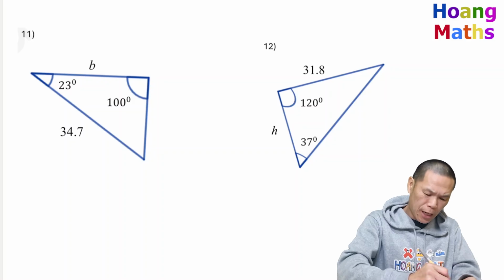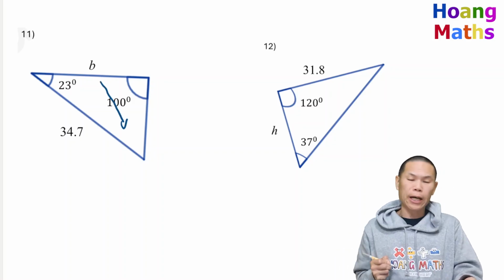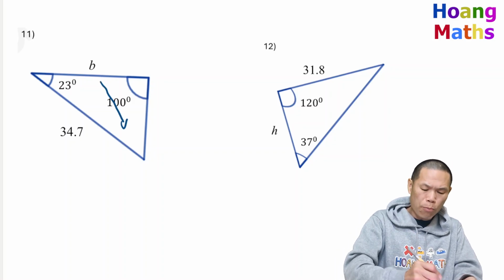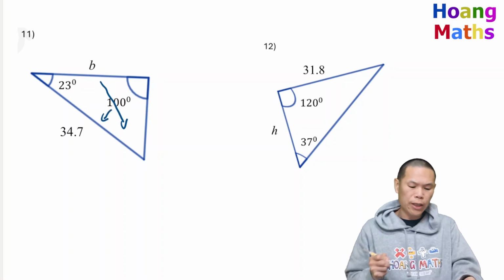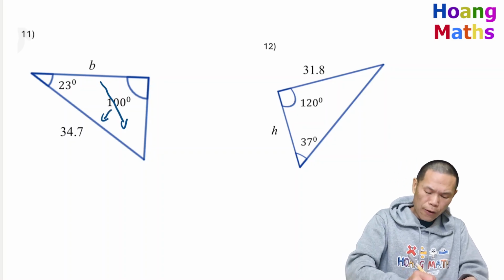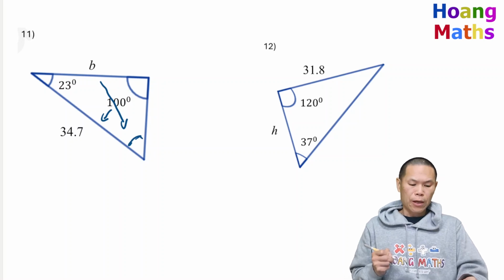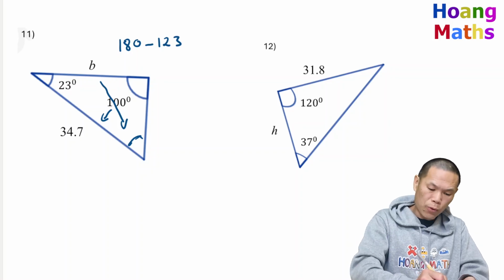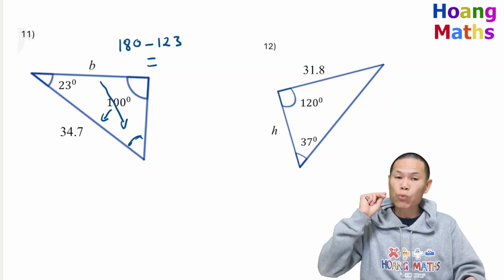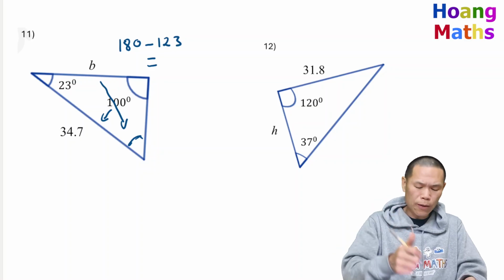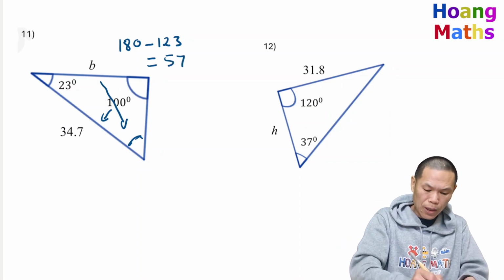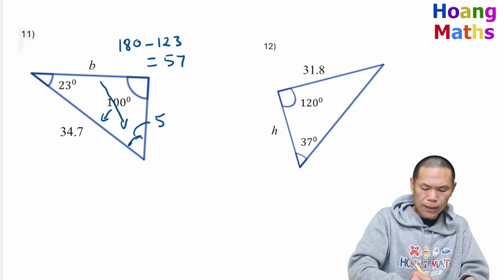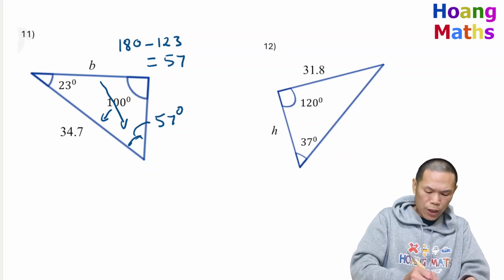So we have B is opposite to this angle here, okay? And we have 34.7 is opposite 100 degrees. So we just need to find this angle out first, okay? So we go 180 degrees, we minus 100 and we minus 23. So it's same as minus 123. So 180 minus 120 gives me 60, and minus 3 gives me 57. So this is 57 degrees.